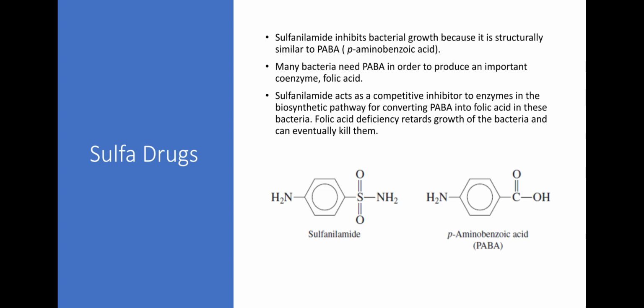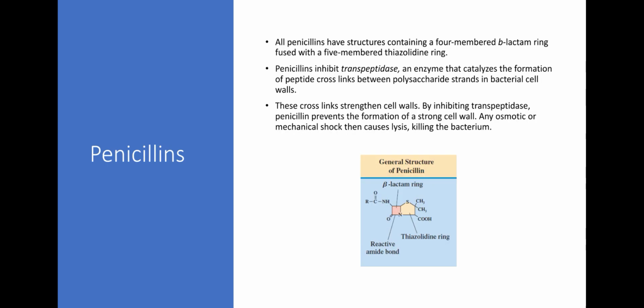The first one is sulfa drugs. Sulfanilamide inhibits bacterial growth because it is structurally similar to PABA, or para-aminobenzoic acid. Many bacteria need PABA in order to produce an important coenzyme, which is folic acid. Sulfanilamide acts as a competitive inhibitor to an enzyme in the biosynthetic pathway for converting PABA into folic acid in these bacteria. Folic acid deficiency retards growth of the bacteria and can eventually kill them.